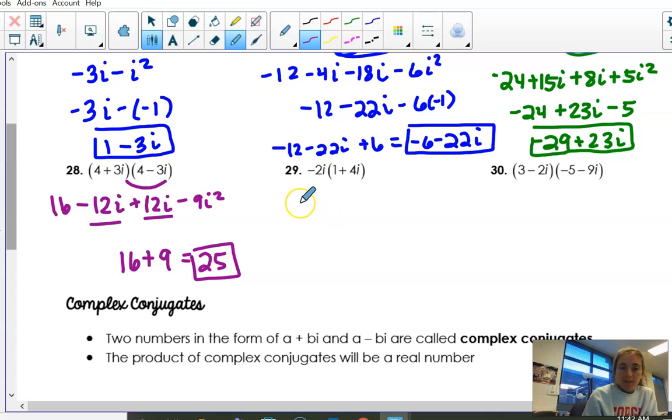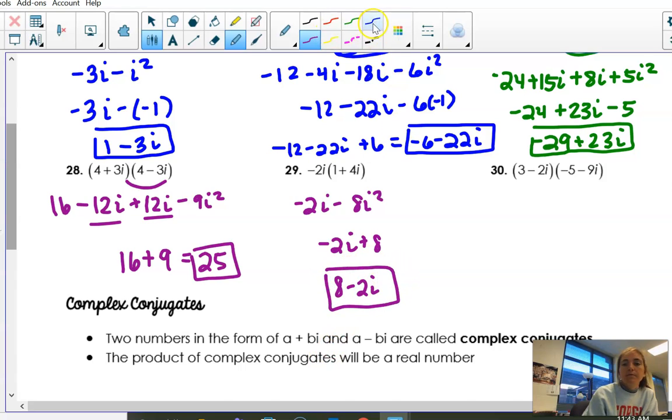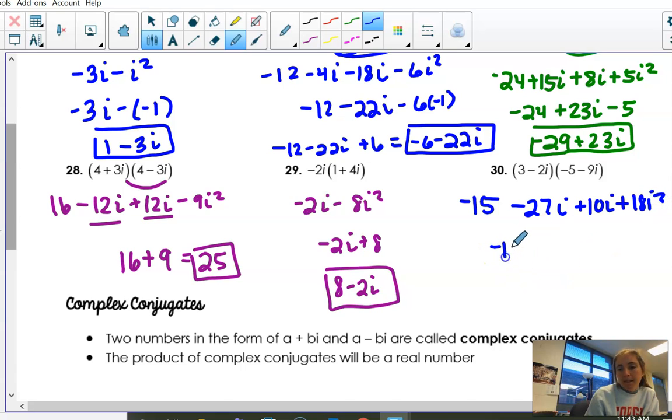For 29, we just need to distribute. This will be negative 2i minus 8i squared. When we simplify this, it's negative 2i plus 8, so we want to write 8 minus 2i. All right, one more FOIL. Negative 15 minus 27i plus 10i plus 18i squared. This gets us negative 15 minus 17i minus 18. So it's negative 33 minus 17i.